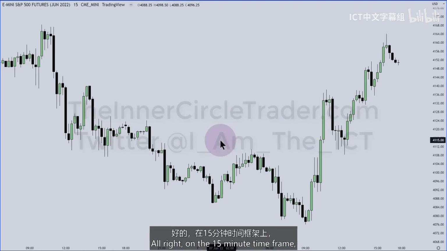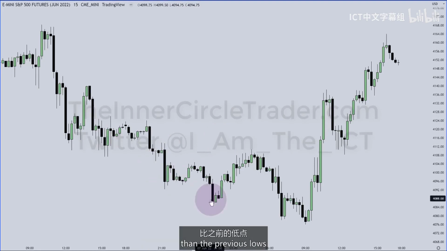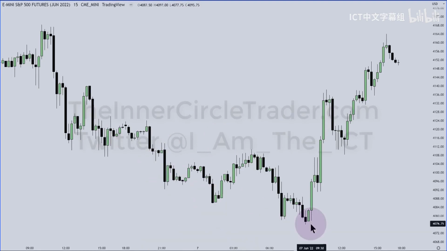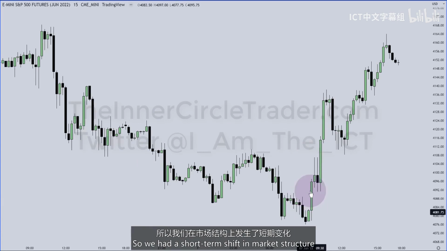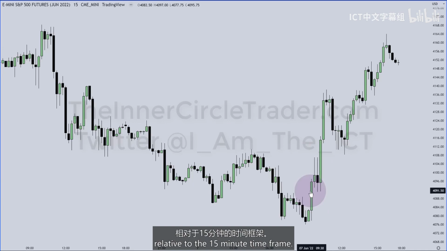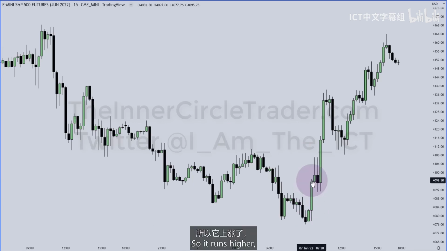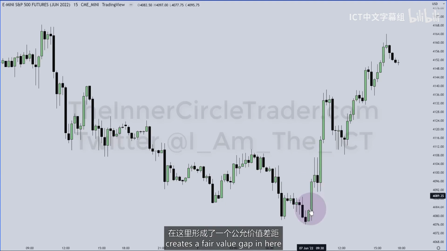On the 15-minute time frame, you can see how we just kept going lower than the previous lows. And then finally we had a run higher. So we had a short-term shift in market structure relative to the 15-minute time frame. Remember, that's our bellwether chart. So it runs higher, creates a fair value gap in here, and trades down into it here.